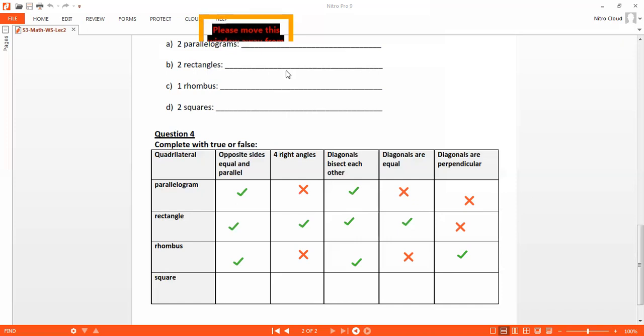Yalla Hani. Yes, miss. Opposite sides equal and parallel in the square? Yes. 4 right angles? Yes. Diagonals bisect each other? Yes. Diagonals are equal? Yes. Diagonals perpendicular? Yes. Bravo Hani. Excellent guys.